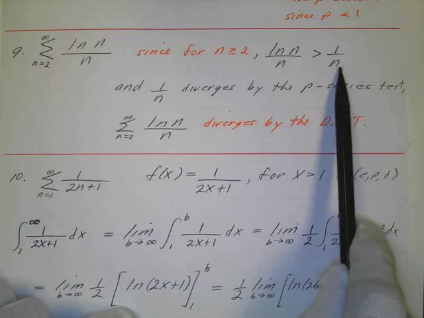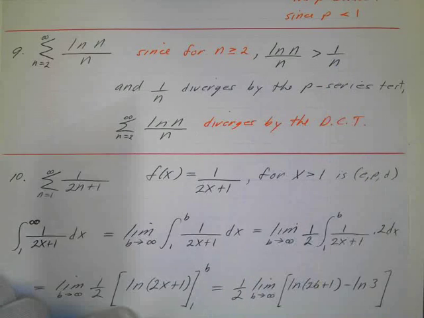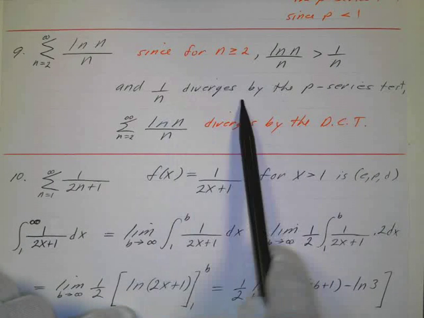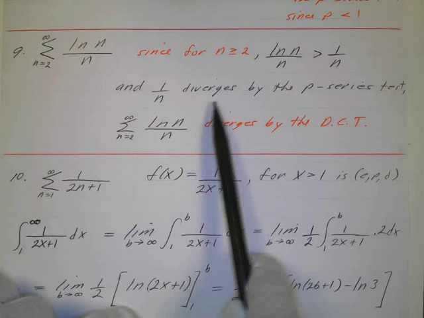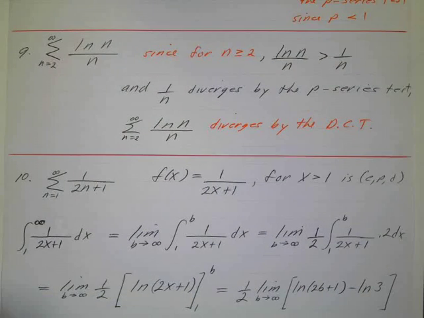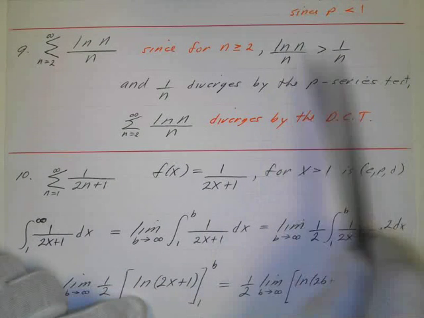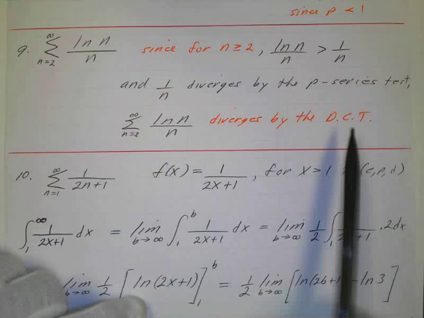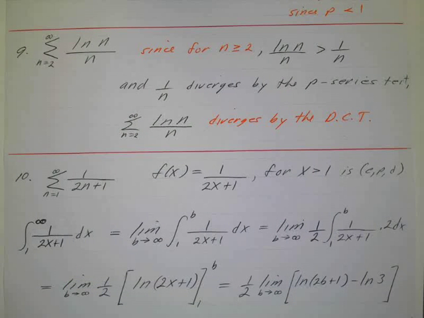And this diverges, because that's the harmonic series. That's the p-series test. That's the harmonic series. So since every term here is greater than every term here, and this diverges, that diverges by the direct comparison test. So there you go.